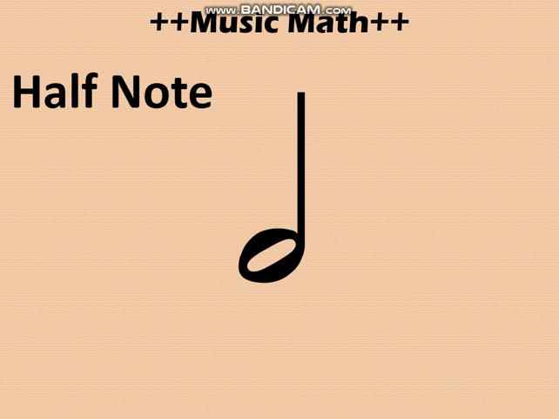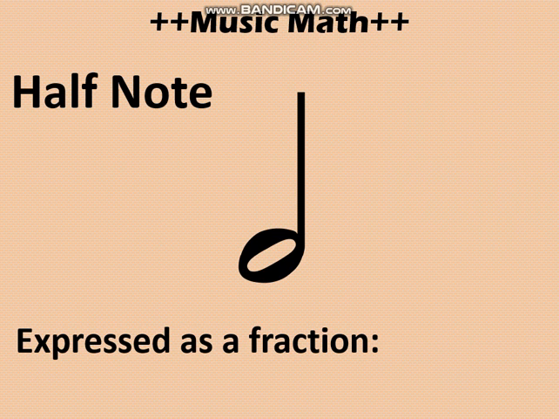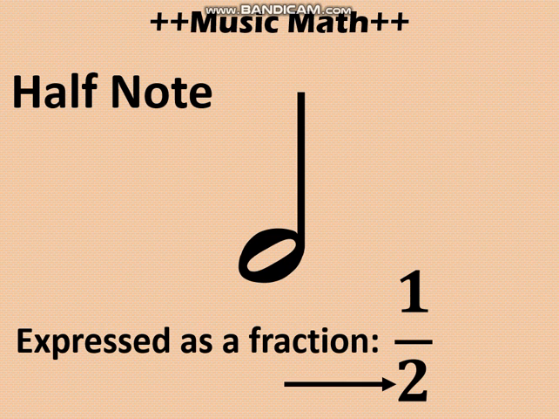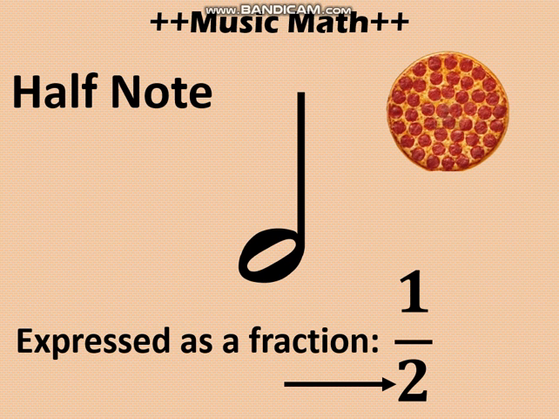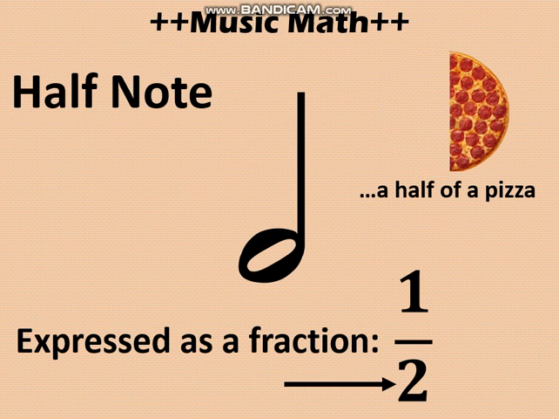Open note head with a stem. The half note expressed as a fraction, as you can guess, is 1 over 2, or 1 half. And again, denominator 2 associate with half note. Think half note when you see 2 in the denominator. As a pizza goes, half a pizza looks like that. You get rid of half and you have half. So it's really easy if you think about pizza to do the math.